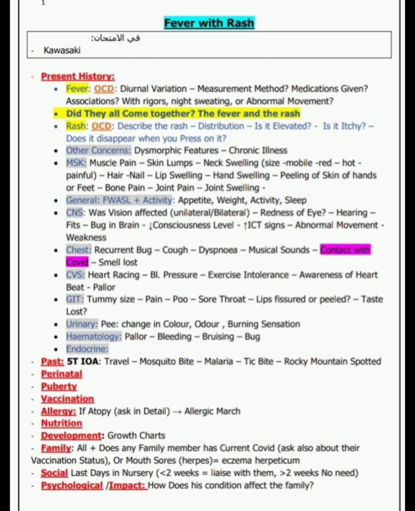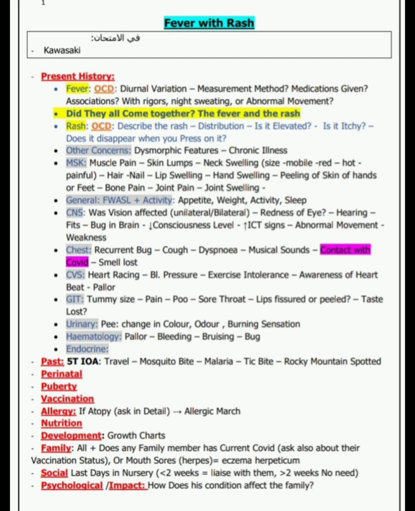Associations: is the fever associated with any rigors, night sweating or any abnormal movement, we ask. Did they all come together, the fever and the rash? This is very important: did the marks come all together, or first fever and then the rash developed? Okay, we ask. Then for the rash also we analyze onset, course and duration: when it started, how long he has been suffering, the duration we ask.